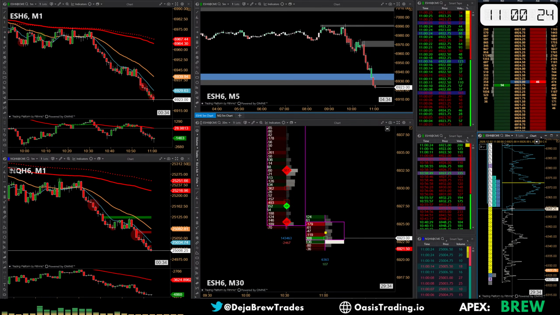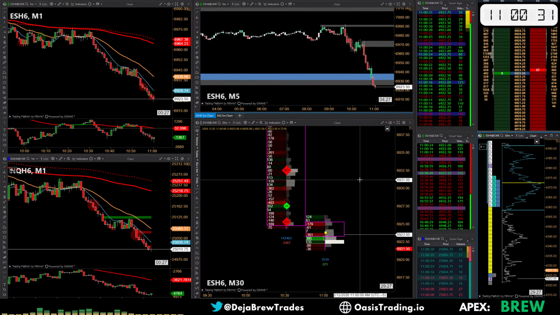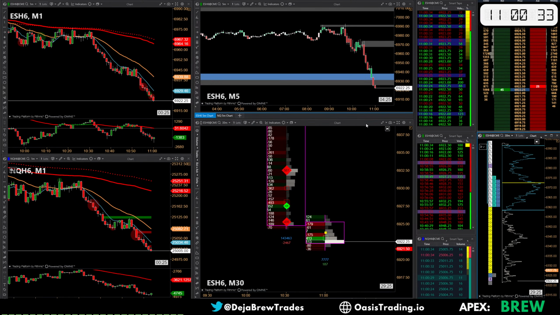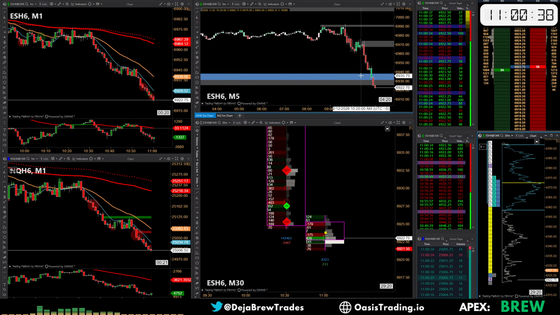Okay, so there is that massive single print zone going back to 59, which is nearly VWAP. By the time it got back there, it would probably be VWAP. Ignoring the low of day here, not seeing a lot of buy pressure off that level.